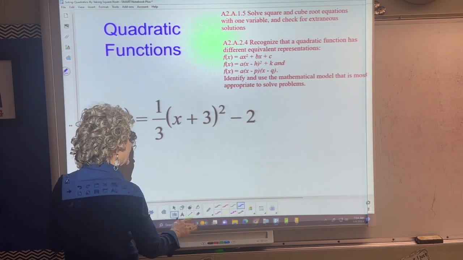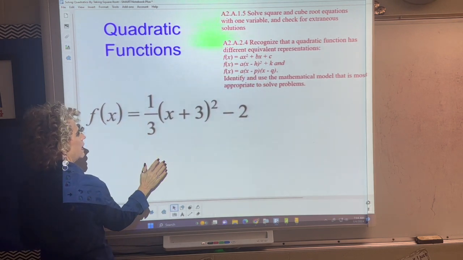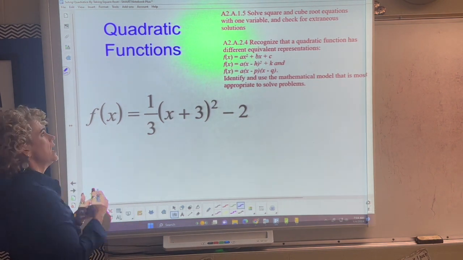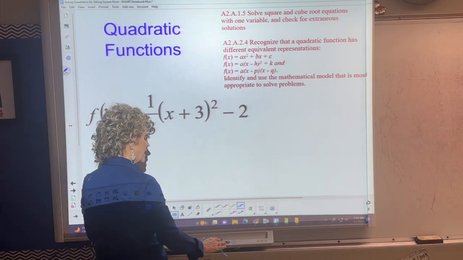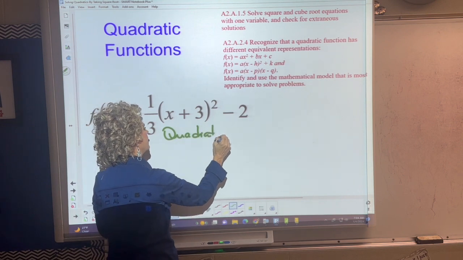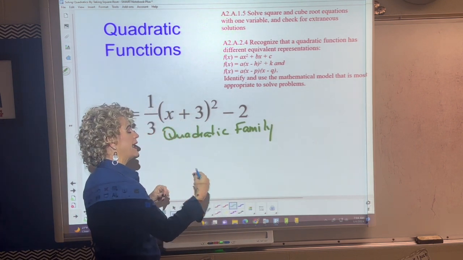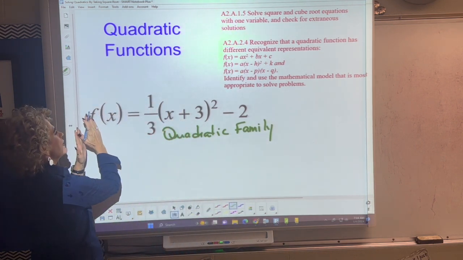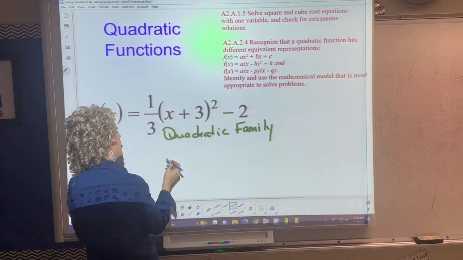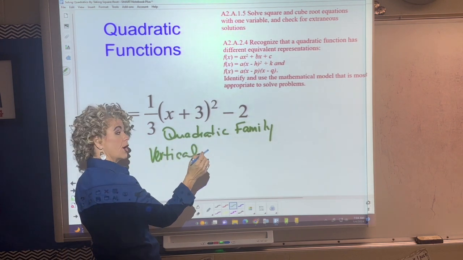This right here is one of our equations that's in vertex form. What we're going to do is just hit and review what we have already learned. First and foremost, we always say what family it is. This is the quadratic family, and we are comparing it to its parent function. Very first thing that we see is that 1/3, our A value. A is less than 1, so we have a vertical, and since it's less than 1, it's a compression.